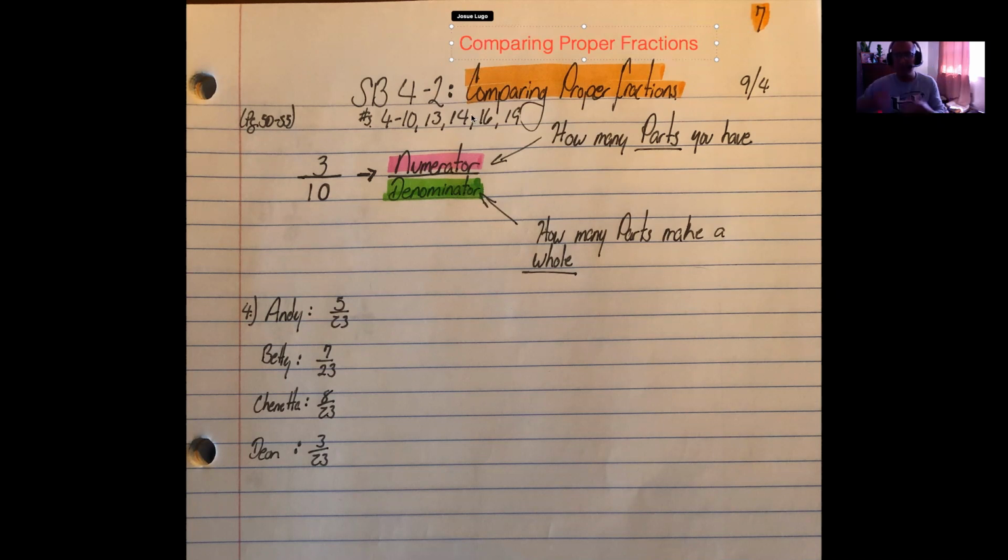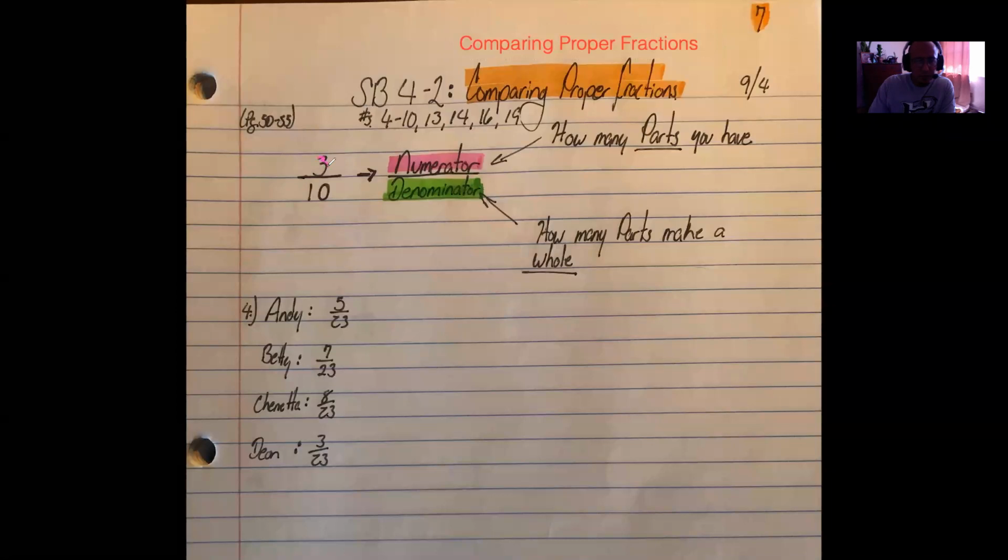Since we're going to be comparing fractions, specifically proper fractions, let's begin with a proper fraction. We're not going to be defining a proper fraction just yet, but I will refer back to this whenever we start talking about proper and improper fractions. So let's begin with the fraction 3/10.